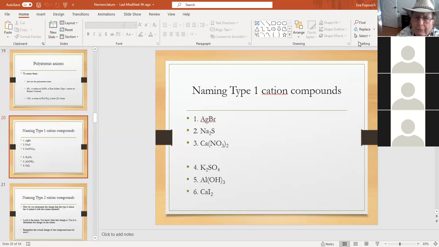Simple enough, guys. Who's got number 4? Jackson. Go for it. Is the first element a metal? Yes. Use ionic rules. Is the first element a type 1 or a type 2? Type 1. Okay. So if it's a type 1, does it need a Roman numeral? No. All right. Name it. Potassium sulfate. Potassium sulfate.